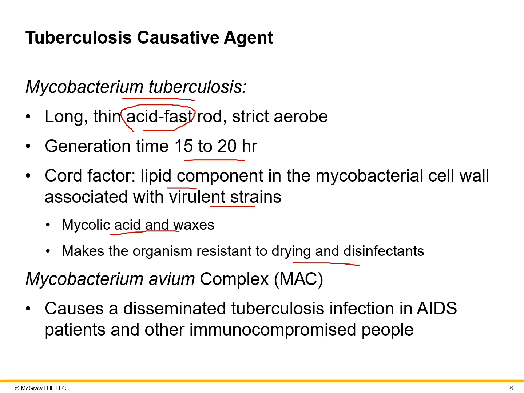And there's also what's called the MAC, the Mycobacterium avium complex. This causes a disseminated tuberculosis, and this is in AIDS patients or other immunocompromised people. Because both decrease our immunity and our immune system, it allows these complexes to form.